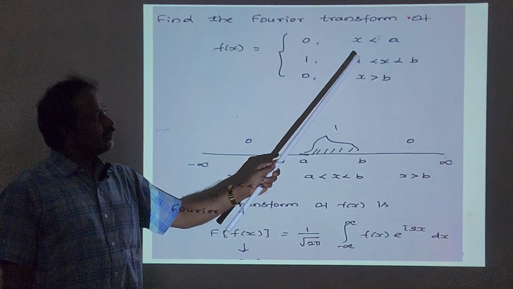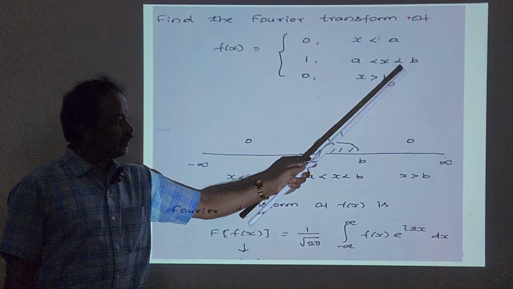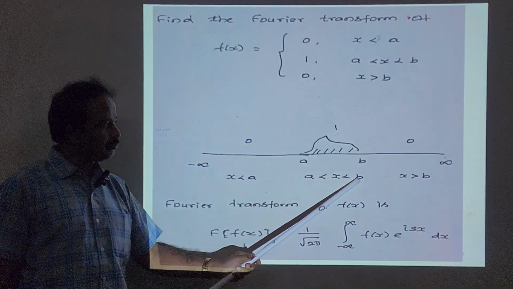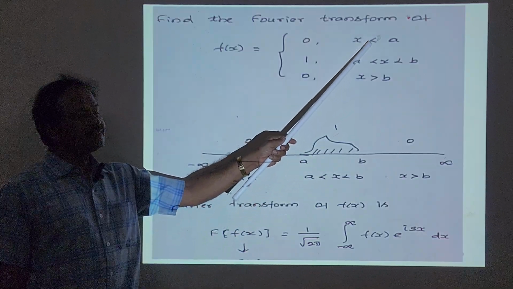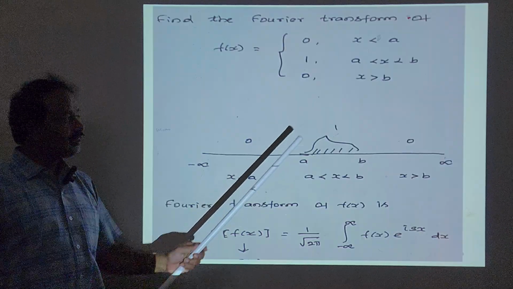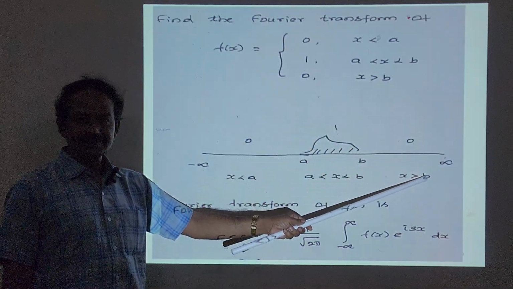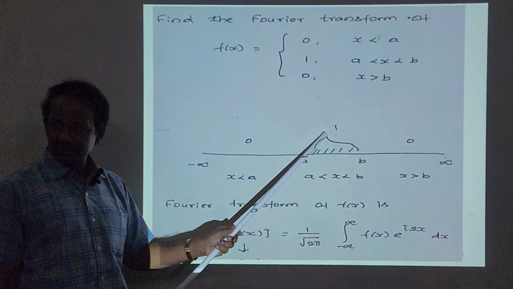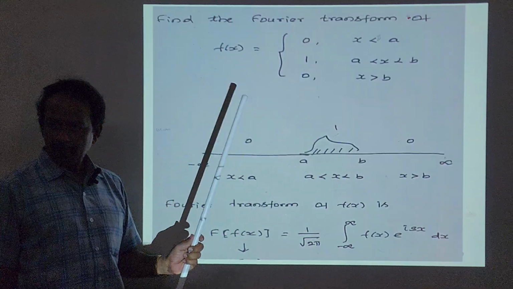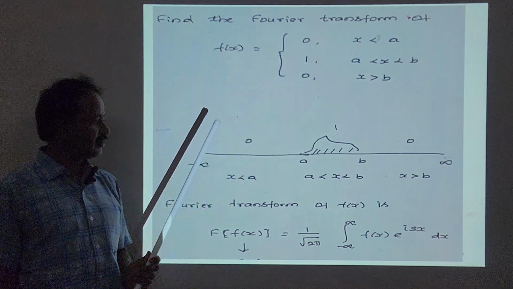See, as I said, x lies between a and b. So during this interval only the answer is 1. If x is less than a, the answer is 0. If x is greater than b, the answer is 0. So either side the answer is 0. During this interval alone the answer is 1. Is it okay? So this is what is given.